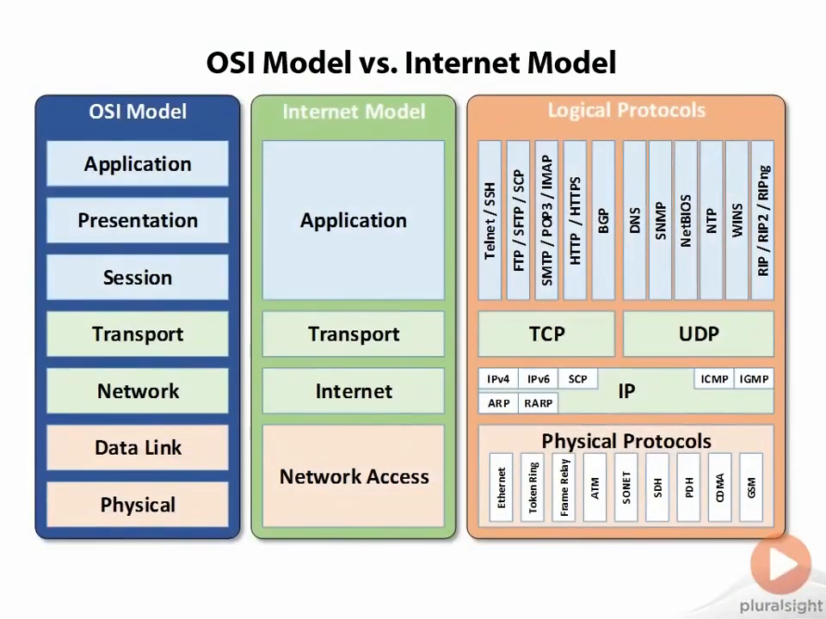Okay, the OSI model, as we know, is a 7-layer model, and the 7 layers are the application, presentation, session, transport, network, data link, and physical.